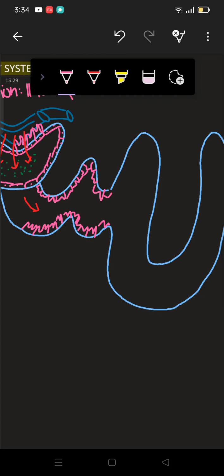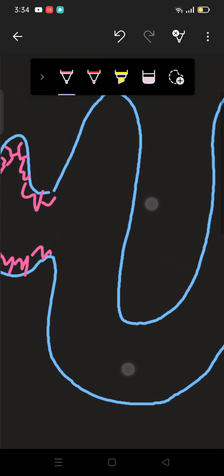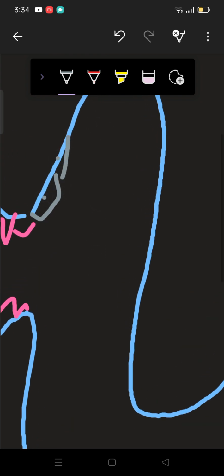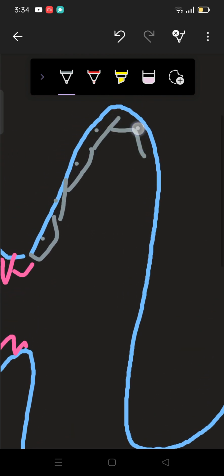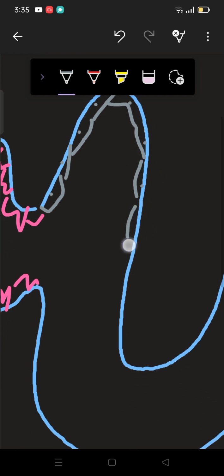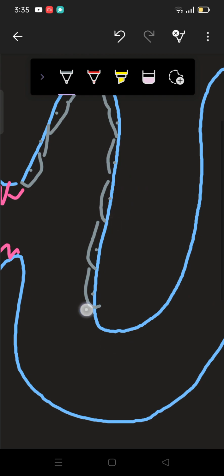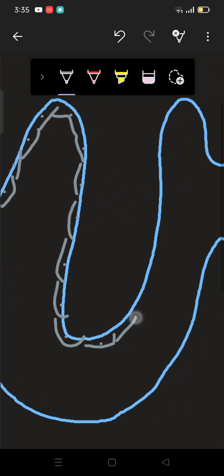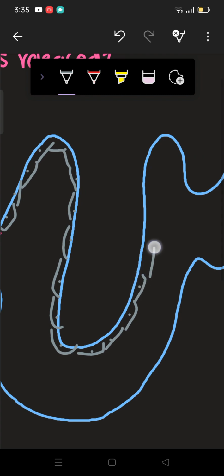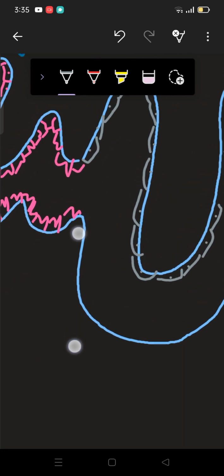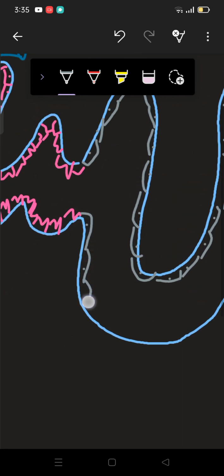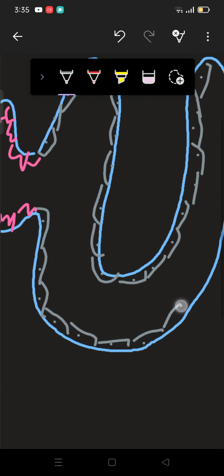So now we have the loop of Henle. In the loop of Henle we have squamous epithelial cells. In the ascending loop as well as in the descending loop, squamous epithelial.